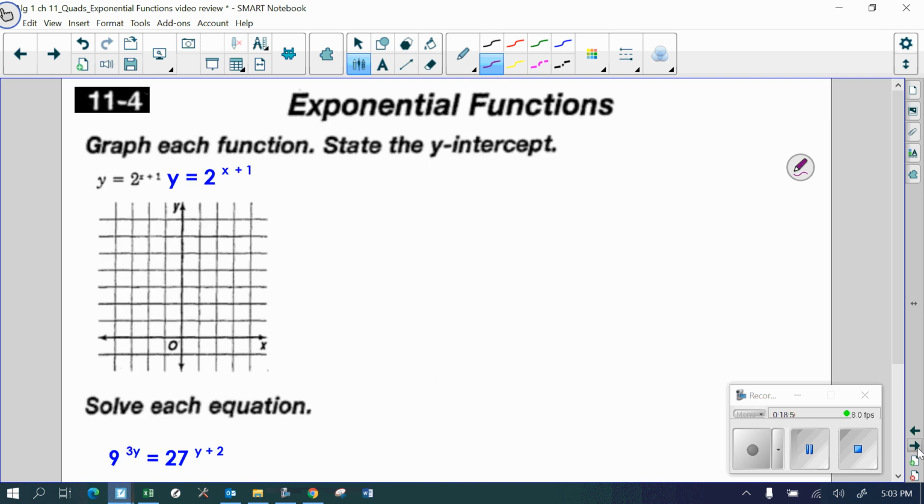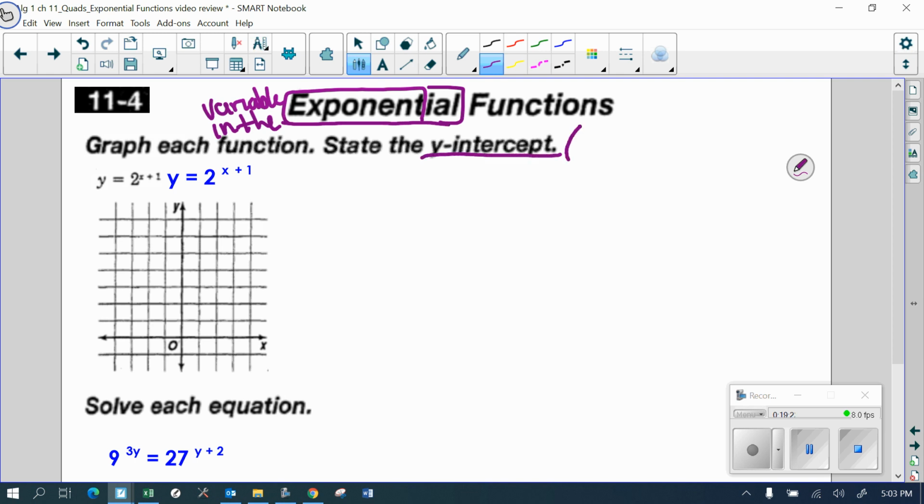Next one. Exponential functions. Exponential, key word, tells me the variable is in the exponent. That's why it's called exponential. So I rewrote this one so you can see it better. Y equals 2 to the x plus 1. It says graph each function and state the y-intercept.